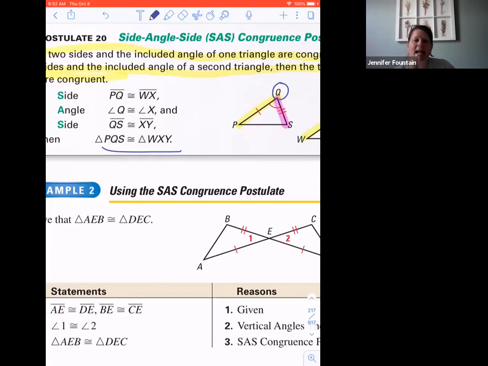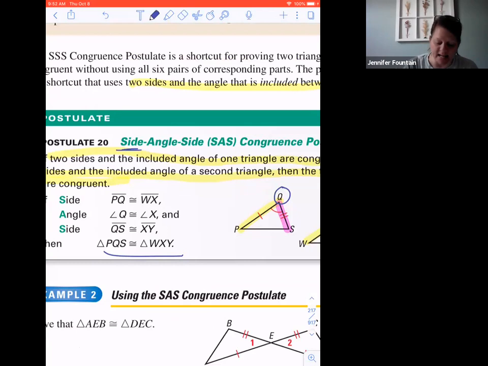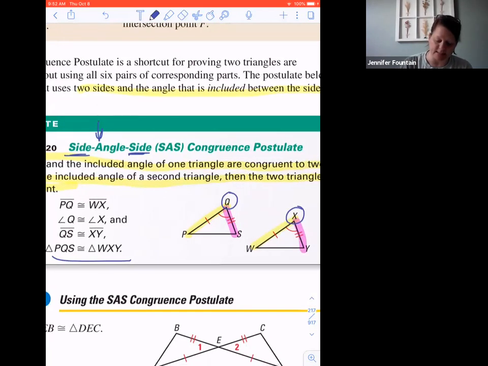So side, angle, side, just like it is written, where I have a side, the angle is included in between my words. So I know that my angle will be included in between my 2 sides of the triangle. That's why it's named like this, because I've got side, angle, side. So that's the main thing to remember there, that when I'm naming them, my angle is in the middle.